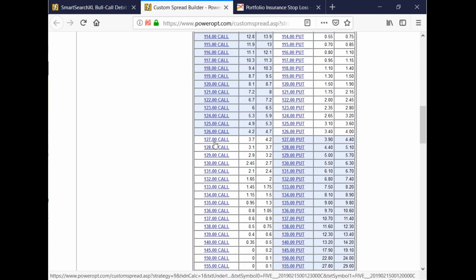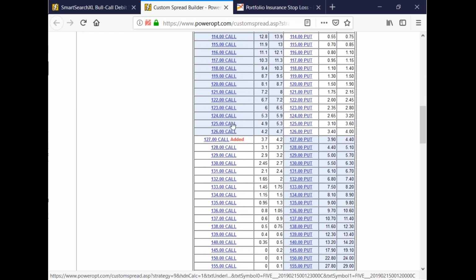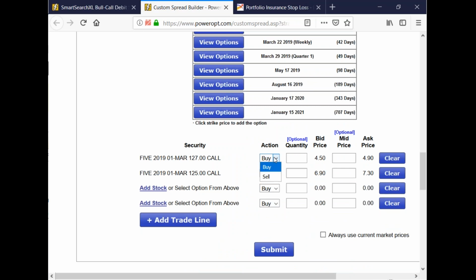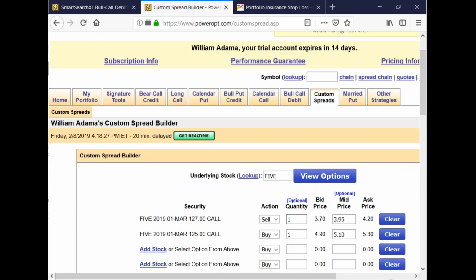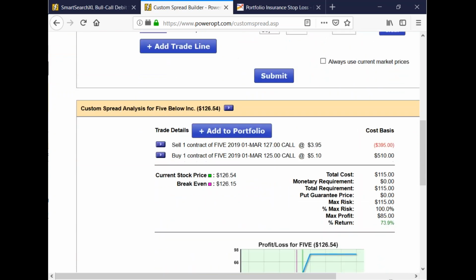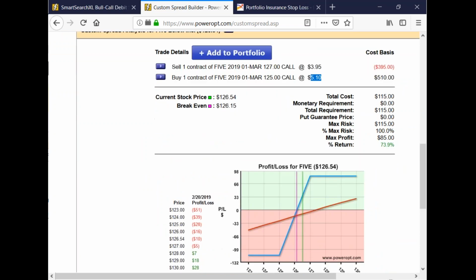And it's close. Let's try this. Let's try the 127, 125. It's only a 2-point spread. We're going to still sell the higher strike that's slightly out of the money, and buy the option that's slightly in the money. Okay, we get a debit of 115. So at midpoint, we get 395 for selling the 127 call. We pay 510 for the 125.